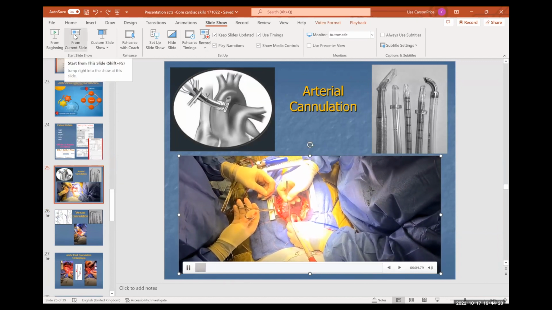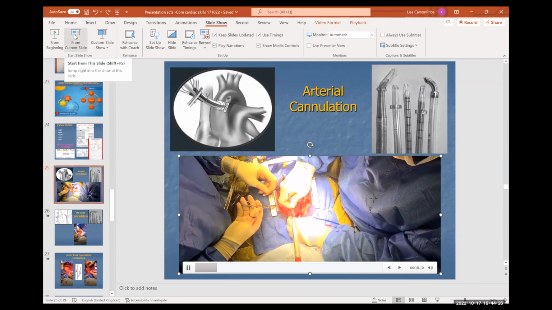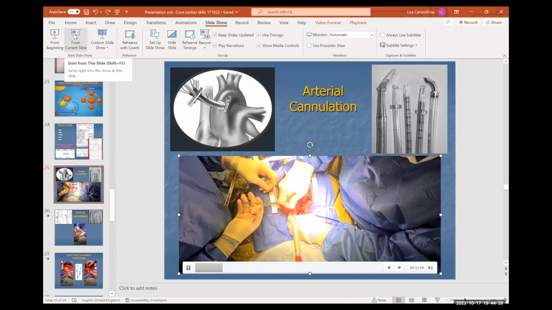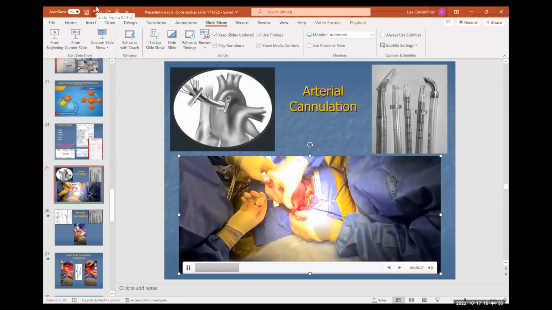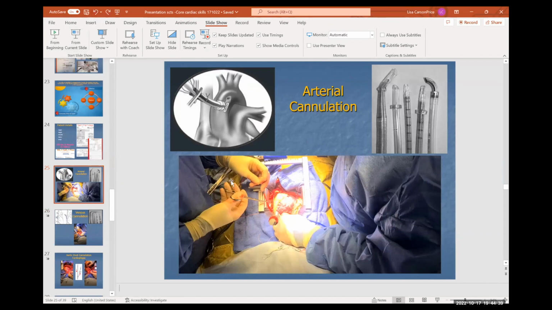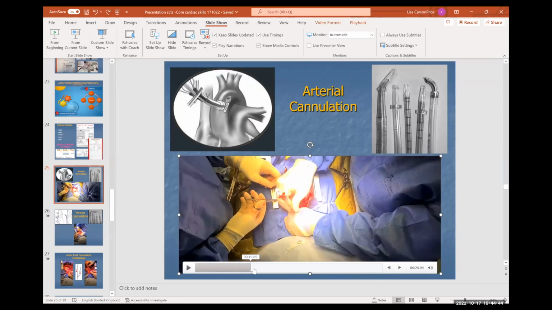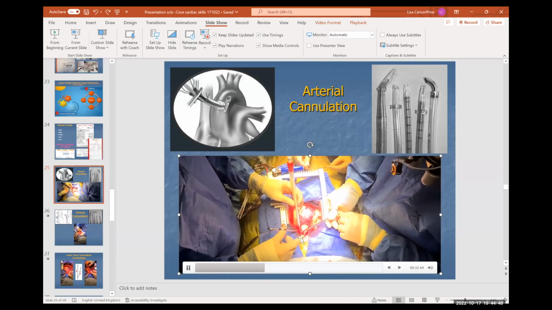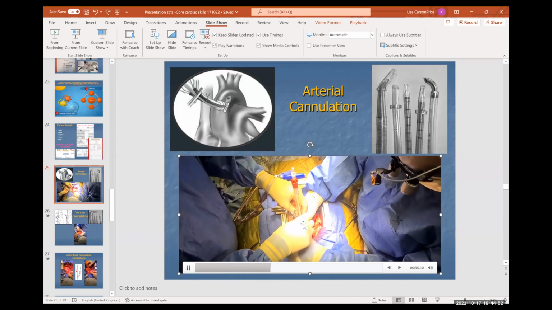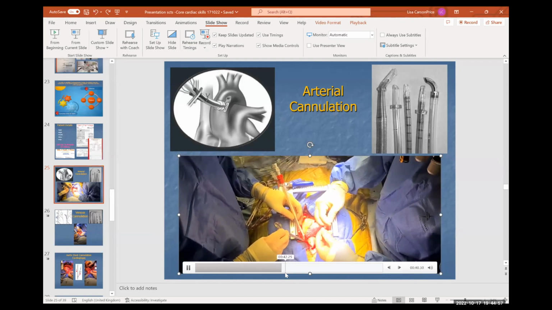Here, the surgeon's got the aortic pipe in his hand. He puts a small incision in the aorta, and he's going to push that pipe in there. I'll fast forward it a little bit. And you can see here, the aorta's been cannulated. You can see an arterial swing here, and the arterial blood is coming up there.